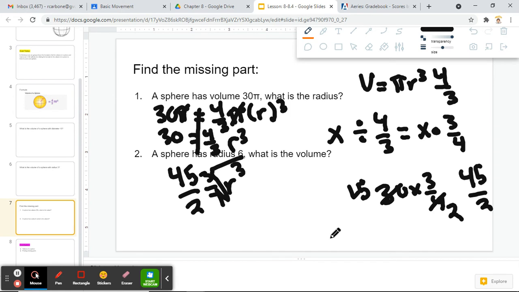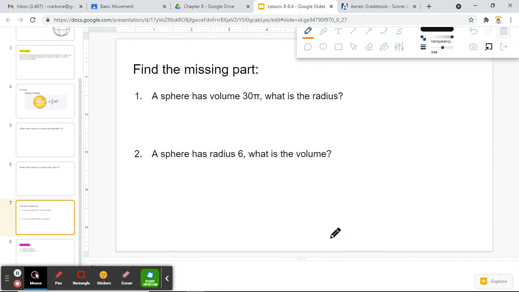All right, so we'll find the cube root of 45 divided by 2. That's going to be approximately 2.8 is equal to r. So after we use our calculators and take the cubic root of 45 halves, we would get approximately 2.8.